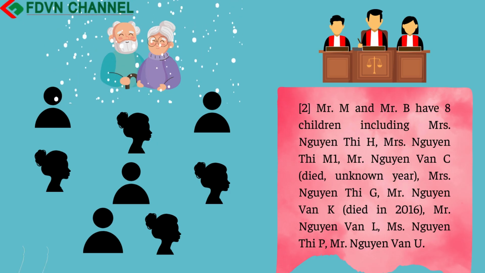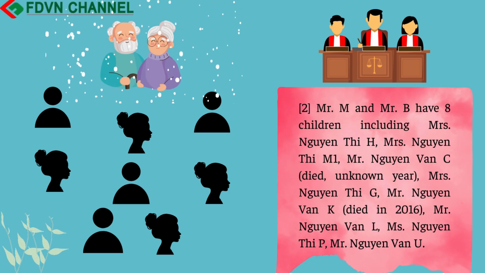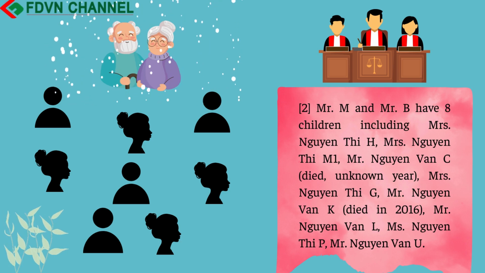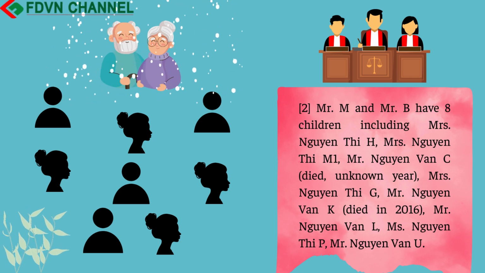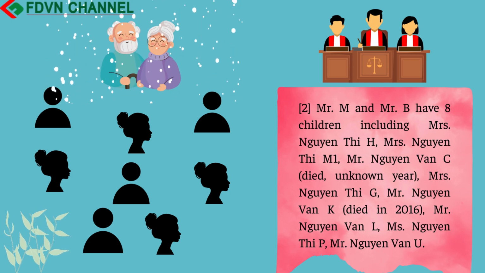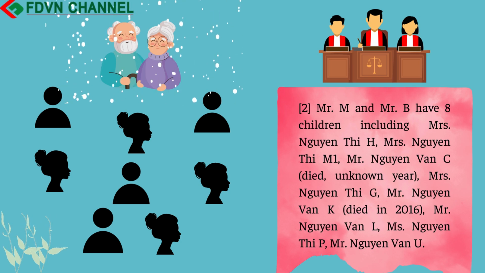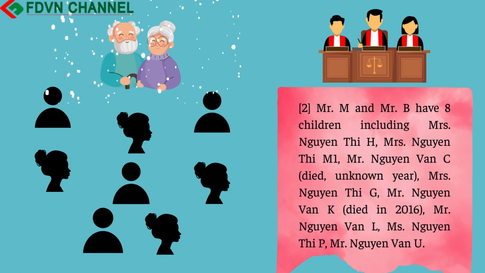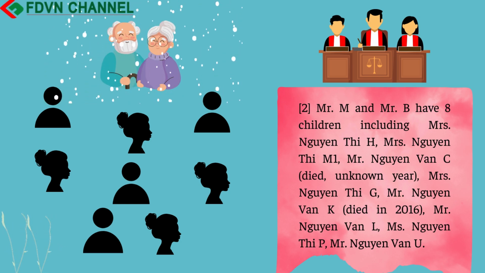2. Mr. M and Mr. B have 8 children, including Mrs. Nguyen Thi H, Mrs. Nguyen Thi M1, Mr. Nguyen Van C, who died in an unknown year, Mrs. Nguyen Thi G, Mr. Nguyen Van K, who died in 2016, Mr. Nguyen Van L, Ms. Nguyen Thi P, and Mr. Nguyen Van U.